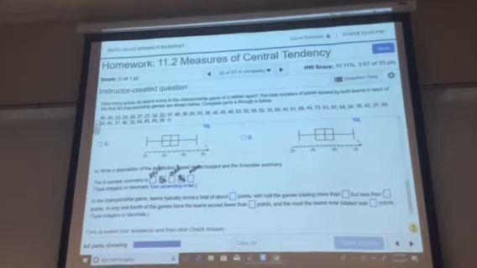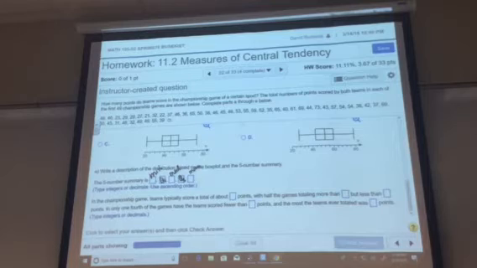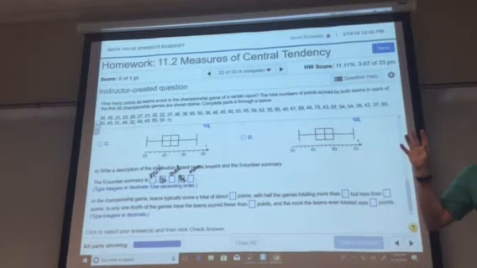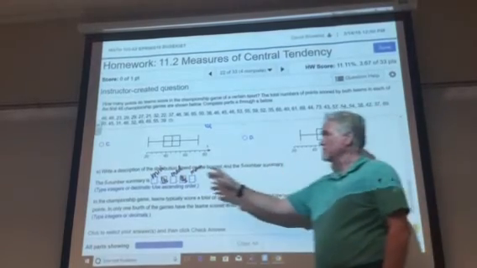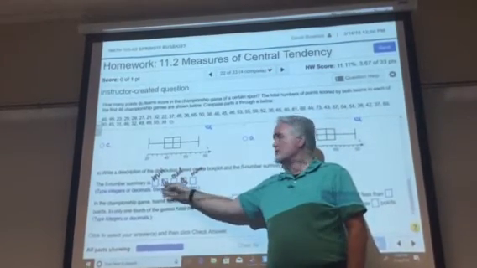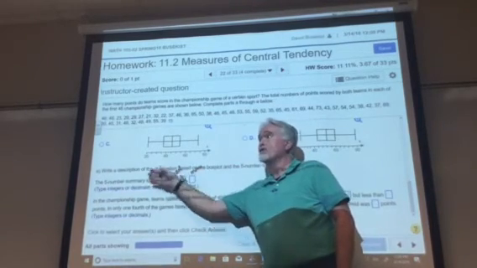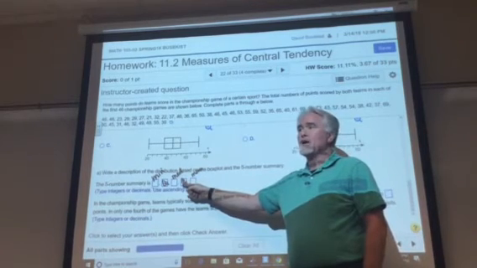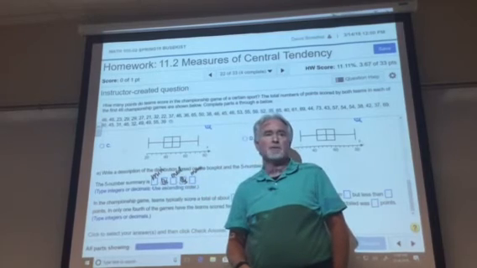About 1/4 of the games have teams that scored fewer than what? 1/4, one of the 25% sections, fewer than this is the only section that has fewer than one value. All the other sections have more than 25%. What if this value was 70? What's fewer than 70? Isn't everything back here fewer than 70? That's not 25%, is it?